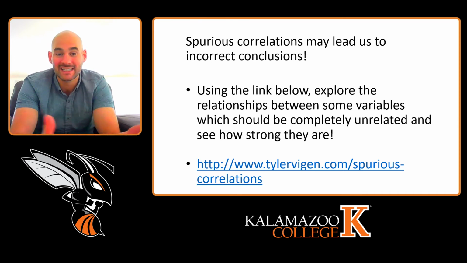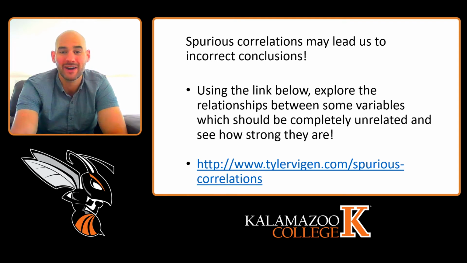So one quick example that you would find on this website is that in the first decade of the 21st century, so from 2000 to 2010, you could predict the divorce rate in the state of Maine with 99% accuracy by knowing only the per capita, which means per person, consumption of margarine. So obviously, we don't think that there's any causal relationship between these two variables. So it's a spurious correlation.